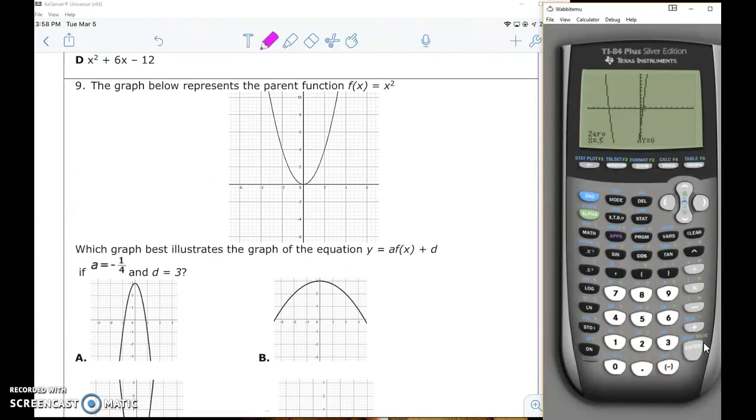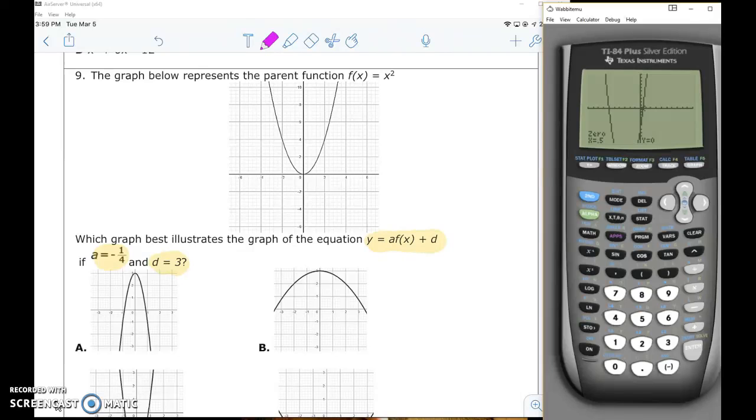Number 9. The graph below represents the parent function f of x equals x squared. Which graph best illustrates the graph of the equation y equals a times f of x plus d if a is -1/4 and d is 3? So first, I'm going to rewrite this with the numbers in it. It tells us that a is -1/4, f of x is x squared, we're told that at the beginning of the question, and d is 3.